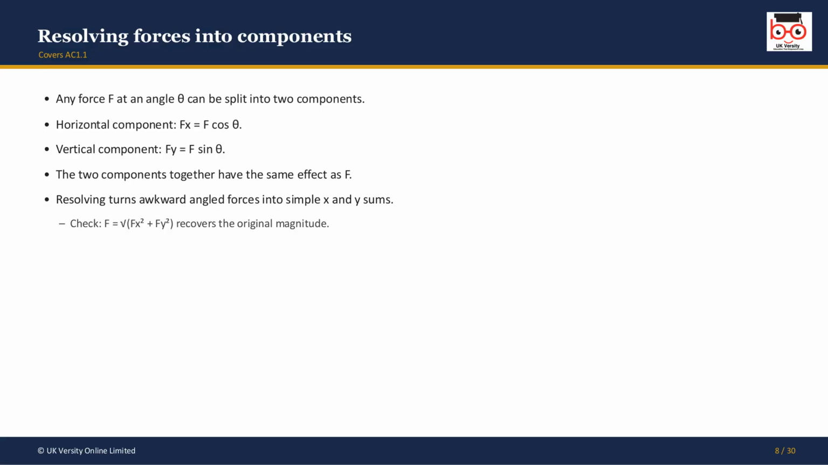Let's see how we split a force up. Take any force F acting at an angle θ to the horizontal. Its horizontal component is F times the cosine of θ, and its vertical component is F times the sine of θ. Put those two together, and they have exactly the same effect as the original force. The beauty of this is that it turns messy angled forces into tidy sums in x and y. And there's a handy check. The square root of Fx squared plus Fy squared should give you back the original size of F.